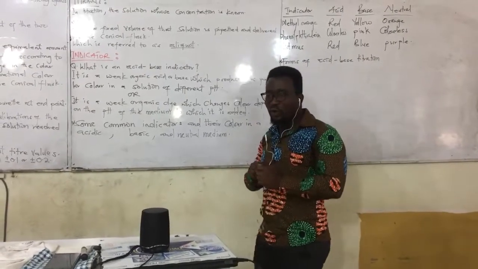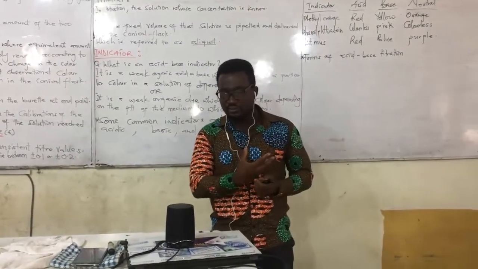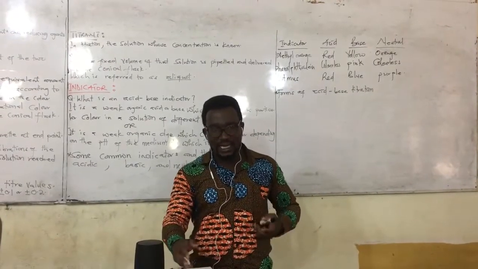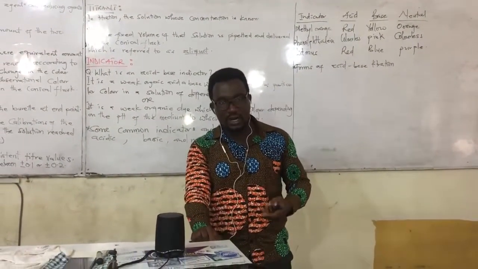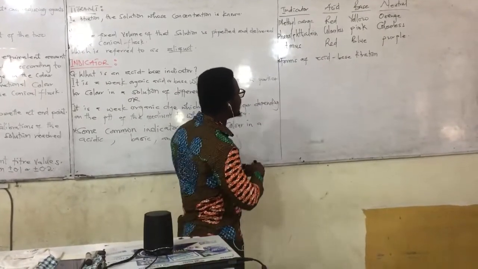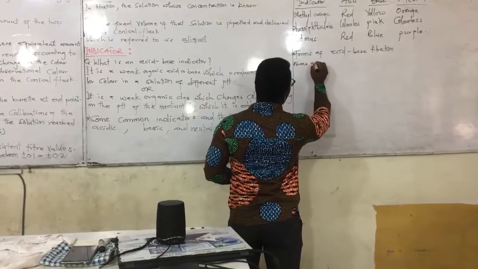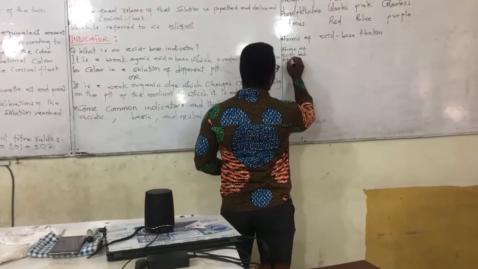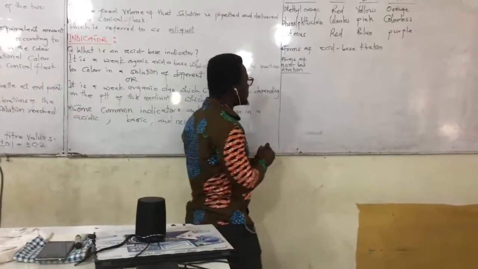We are going to look at forms of acid-base titration. And then we also look at the color of the indicator in this form of titration. So I will tell you the initial color, then the color that will be produced at the end, and then the nature of the solution that results into that form of color.